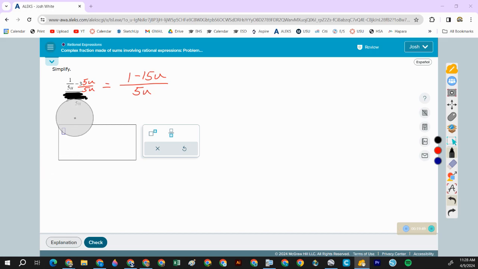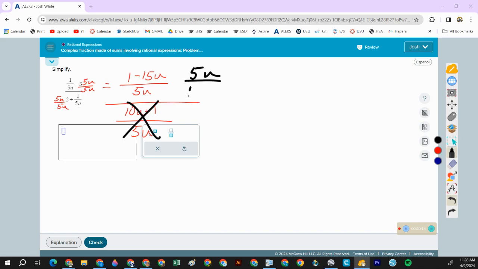Okay. Now let's look at the denominator. This needs a 5u over 5u. So the denominator becomes 10u plus 1 over 5u. And how do we divide two fractions? You flip the bottom one upside down and multiply. So 5u over 10u plus 1. The 5u's cancel. And I get 1 minus 15u over 10u plus 1.